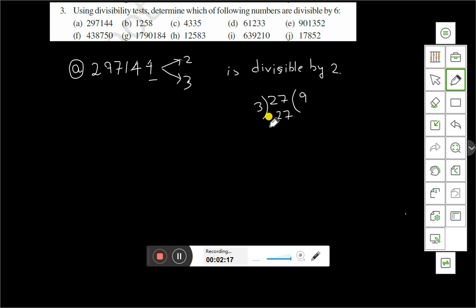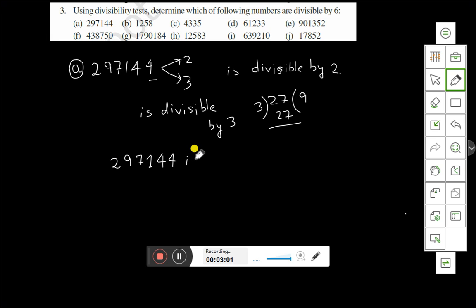That means the sum of the digits is divisible by 3. Therefore, this number is divisible by 3 also. Since the number is divisible by both 2 and 3, therefore this number 297144 will also be divisible by 6.